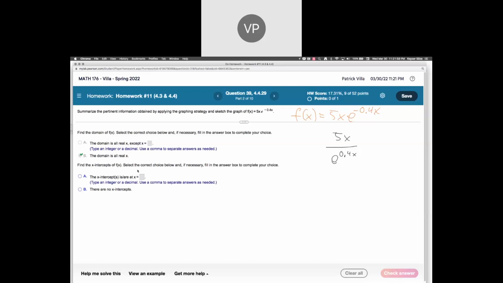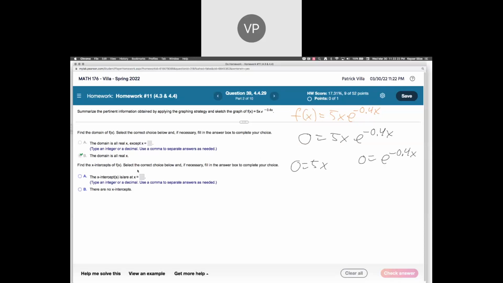Find the x-intercepts. All right, so I take the original function right here, and I want to find the intercepts. And remember the rule to find intercepts: you set the whole function equal to 0. And then you set each factor equal to 0. So I set that equal to 0. I set this equal to 0.